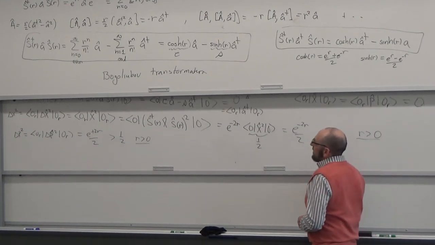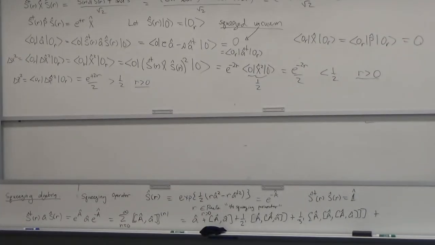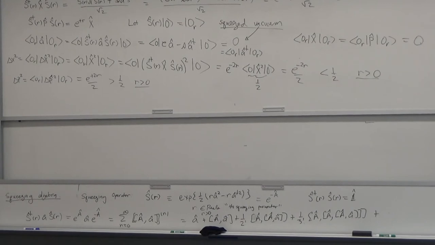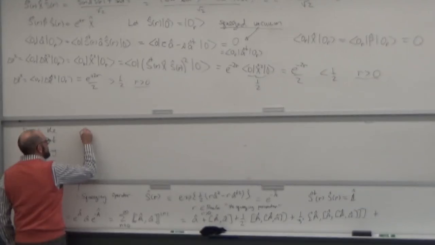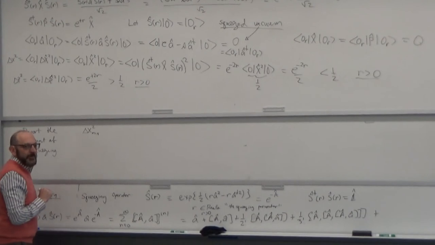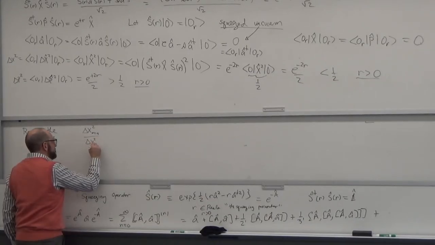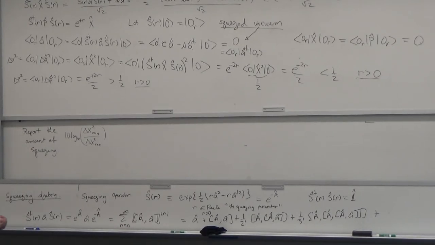Now, to one of your questions, Zach. When one reports how much squeezing one has in an optical device, one typically does it in an arcane way. One talks about how many dBs of squeezing we have. So we often write the amount of squeezing as the whatever quadrature, the minimum quadrature, so it could be x or it could be any one, relative to the vacuum level. And then we take 10 log base 10 of that. So that's the amount of squeezing in dBs.